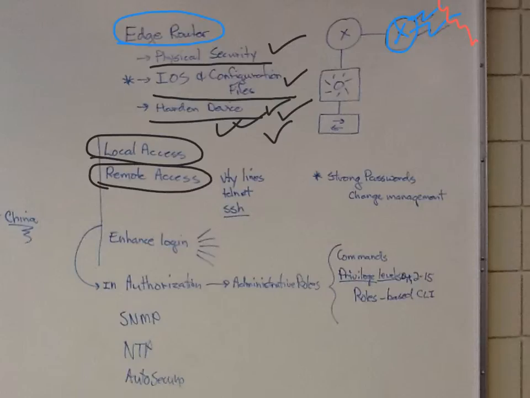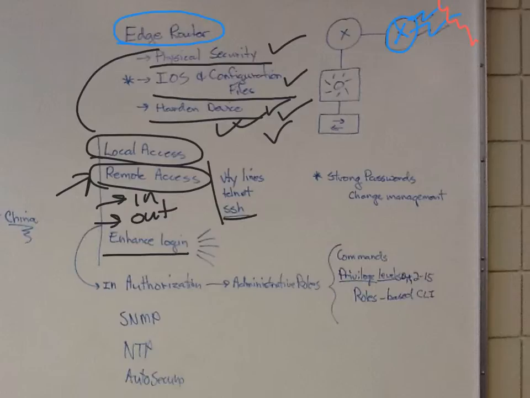Accessing the device, we can have local access or remote access. You could be physically at the device, or you can get to it remotely. And that can be in band or out of band. In your production network or in another means of getting to it. VTY lines, Telnet, SSH. Enhance the login.